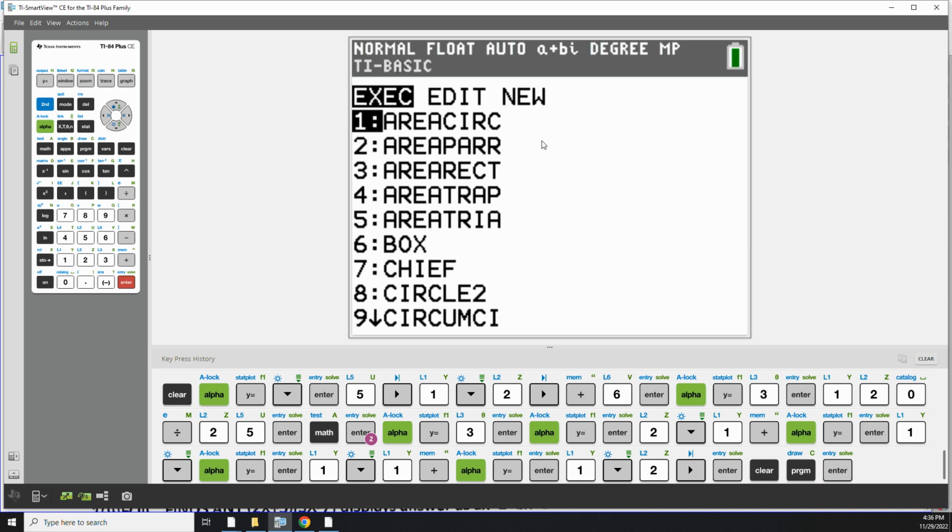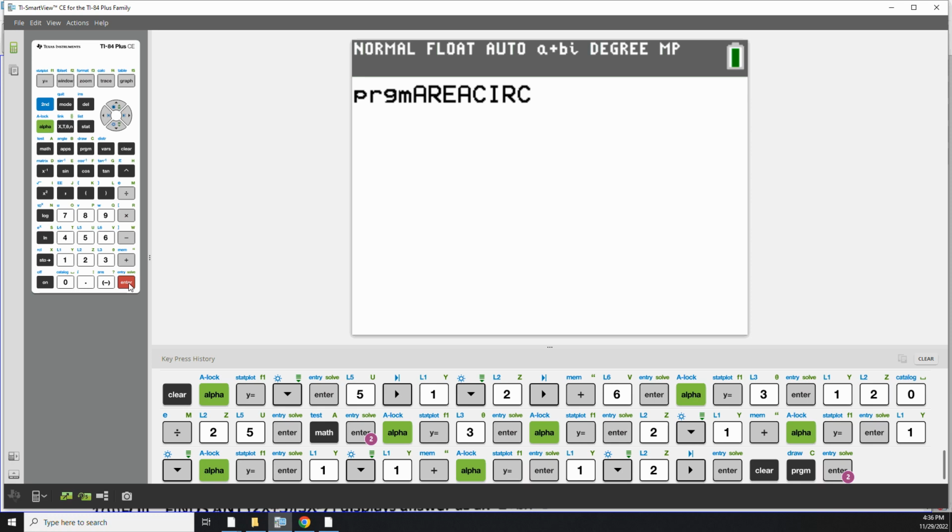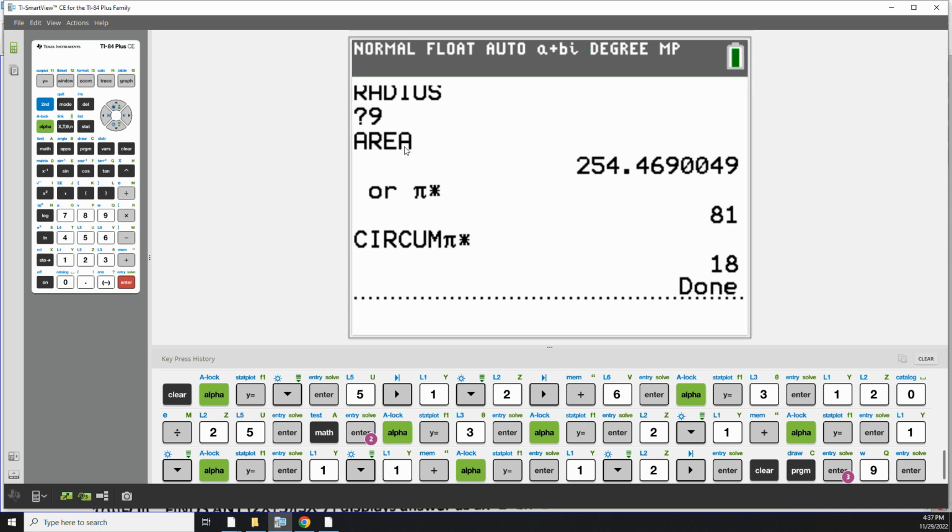What's the first program do for y'all? It does an area of a circle. Hit enter. You have to hit enter twice. First enter gets it on the screen. Second enter gets you in the program. It says radius. Give me a radius, please. 9. If the radius is 9, the area is 254.46.